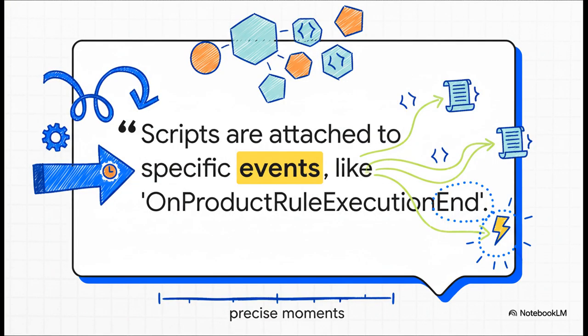It's all about event-driven logic. The system is designed with these specific hooks, or events, that fire at precise moments. So, for example, there's an event called onProductRuleExecutionEnd. A developer can attach a custom piece of code to that event, and it will run the instant the standard rules are done, giving you this incredible power to add your own custom logic.